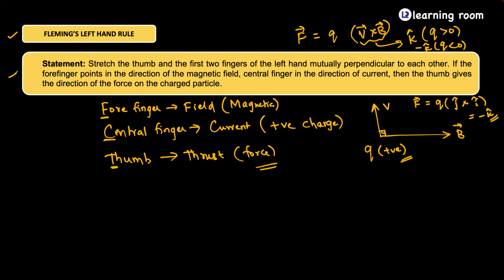Current should be considered downwards. See, had they given negative charge, forefinger, central finger. So since downward is the direction of current, you'll put it like this, extend the thumb, this is the direction of force.